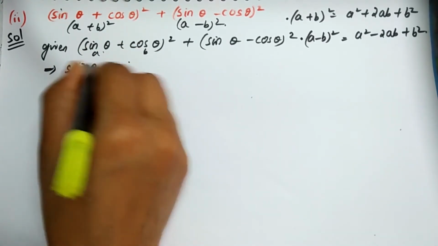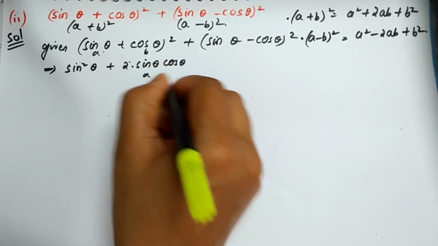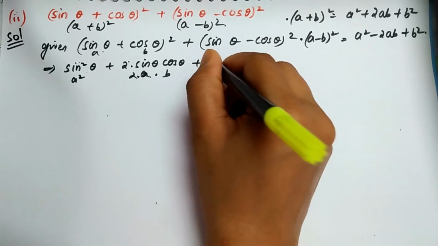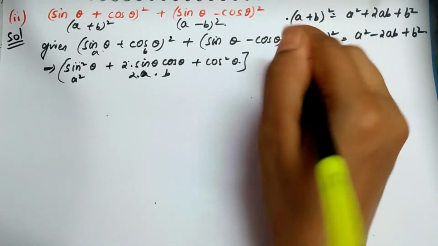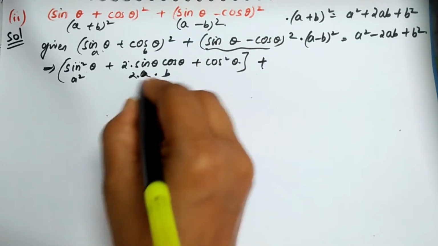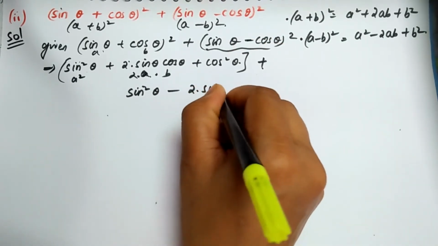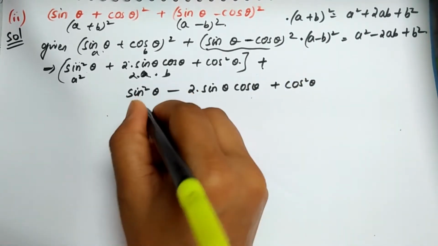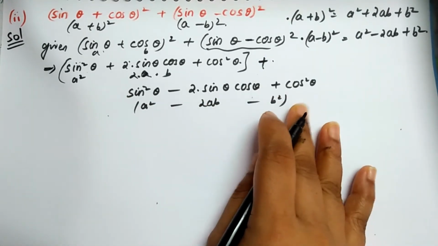Imagine it is sine square theta plus 2 into sine theta into cos theta, right? 2ab, into b, plus cos square theta. Okay, it's just this value that we simplified. Still we have this value, be careful with the signs, it is plus, and now this value we are simplifying now. Sine square theta, since it's a minus, minus 2 into sine theta into cos theta plus cos square theta. Okay, this is a square minus 2ab plus b square, right? This is very simple that we just simplified it.